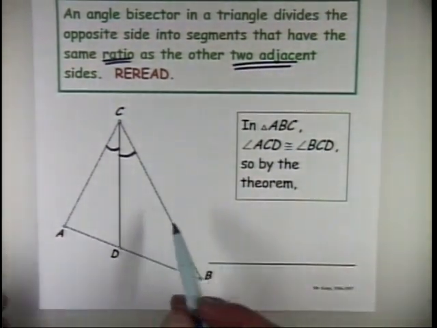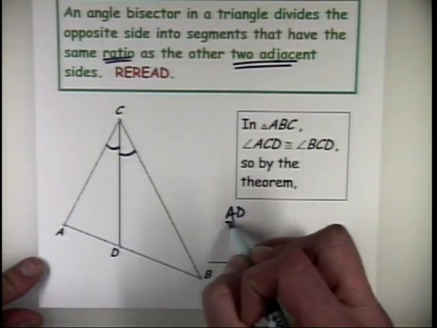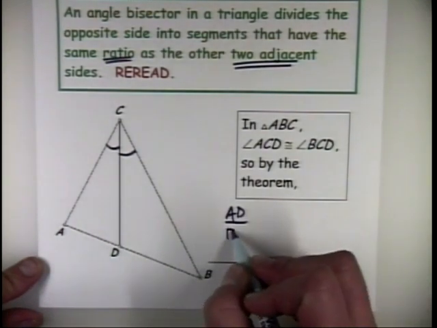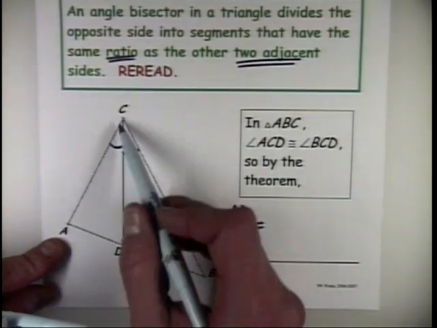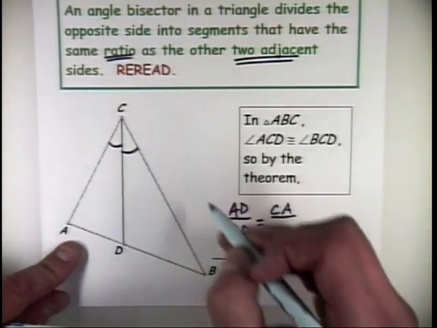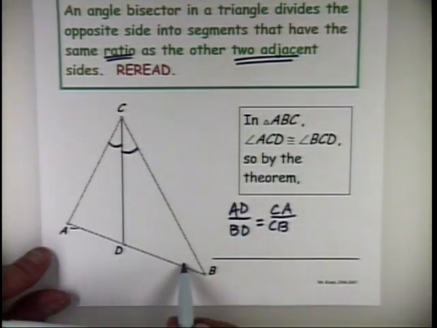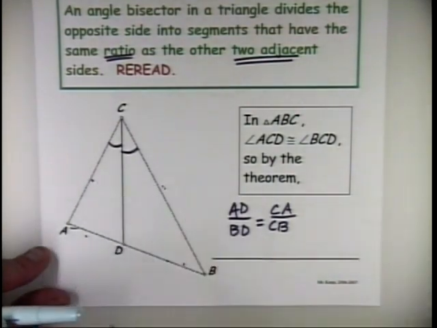Well, that's pretty cool. Here's what it says. It says that segment AD, right here, is proportional to segment BD, the other side on the base, as, well, if I started with this portion, I have to stay on this side, so as CA is to CB. So this is to this as this is to that. Left is to right as left is to right.